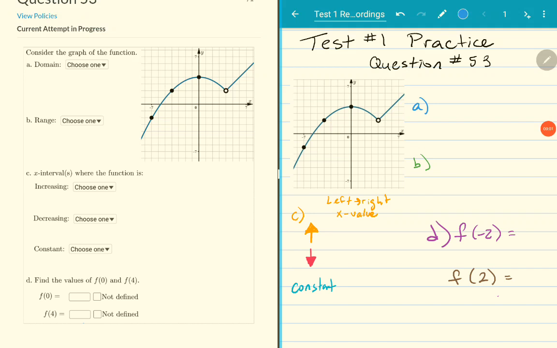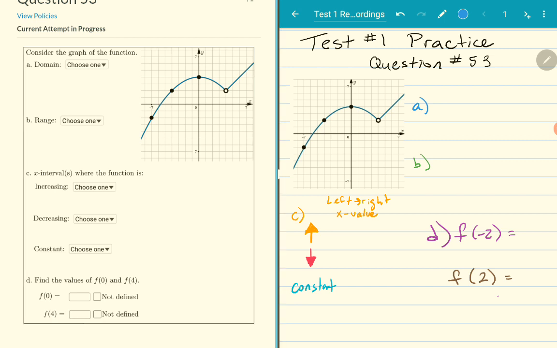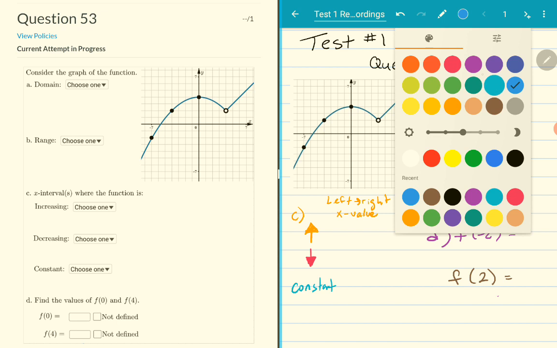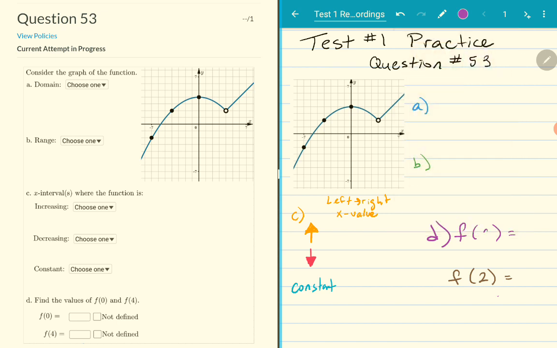All right, on our practice test for test number 1, question 53, we're looking at this graph of a function, and we need to find the domain, the range, the intervals where it's increasing, decreasing, and constant, and also find the f values at f of 0 and f of 4.